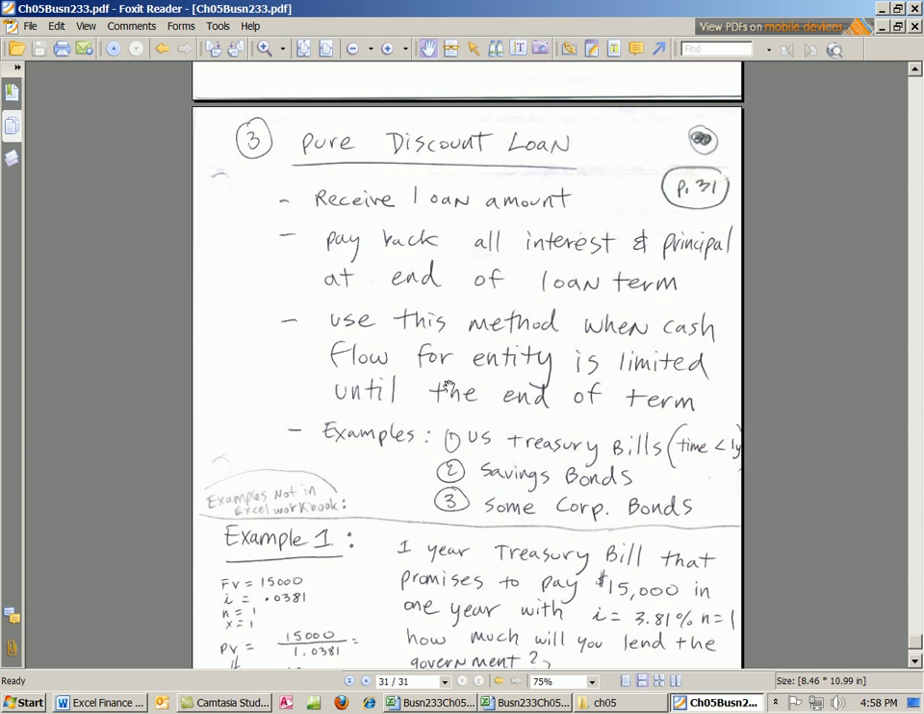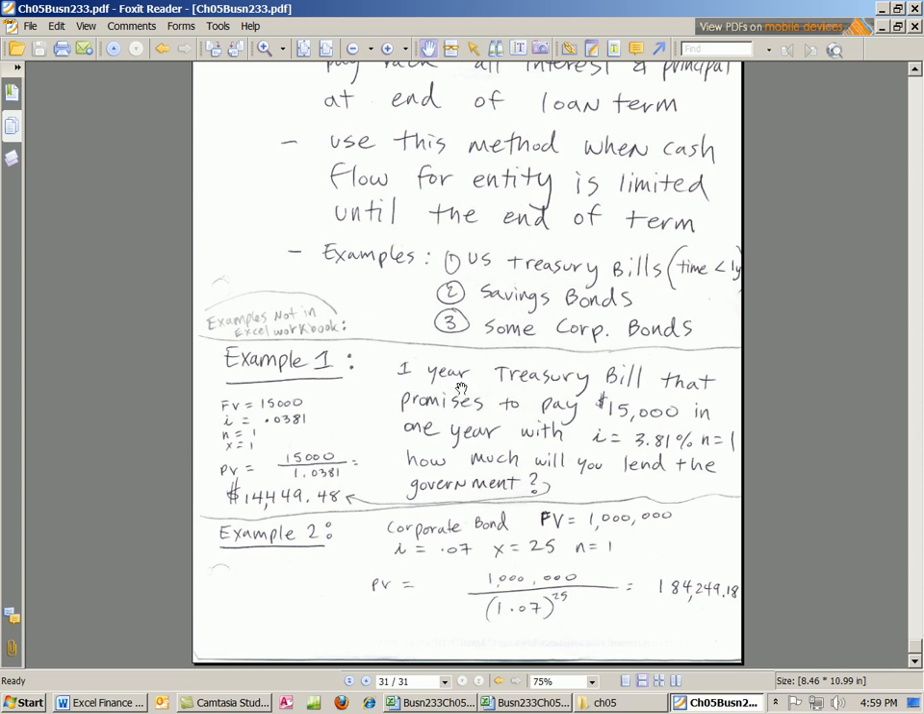This method is used when a business can afford to do this, or governments can afford to do this, because they want to use all the cash and avoid all payments of cash out until the end. Some corporations do this: savings bonds, U.S. Treasury bills. Here's a simple example. A 1-year Treasury bill that promises to pay $15,000 in 1 year with an interest rate of this amount and compounding periods 1. We just do a straight present value calculation.